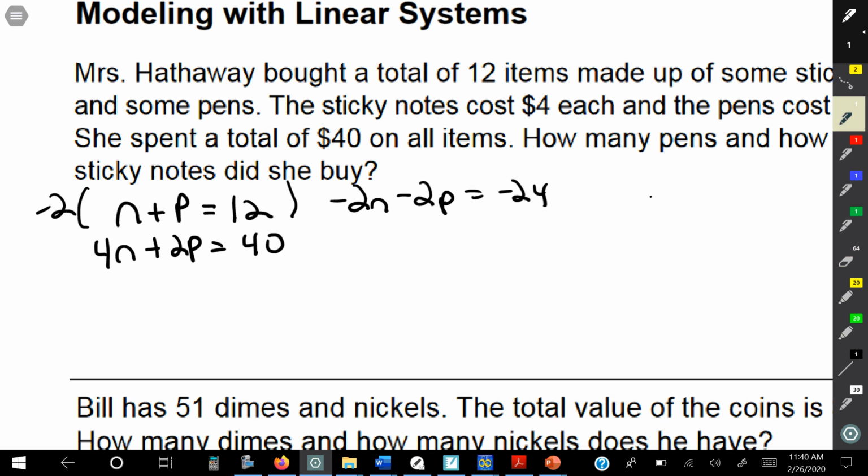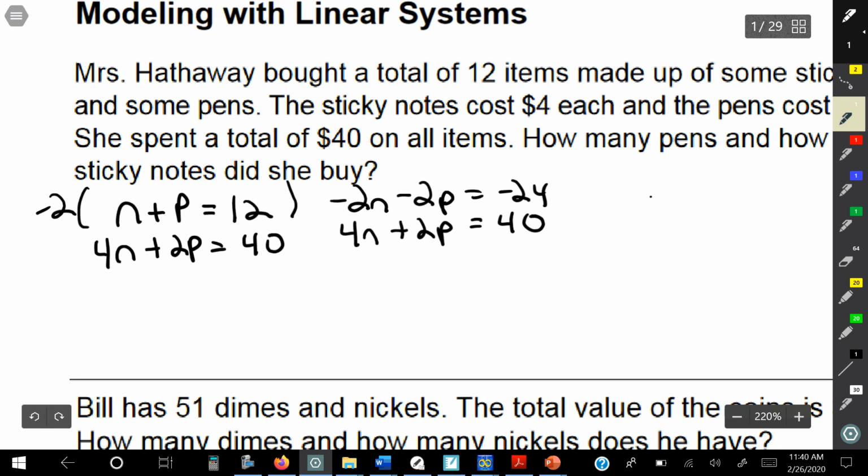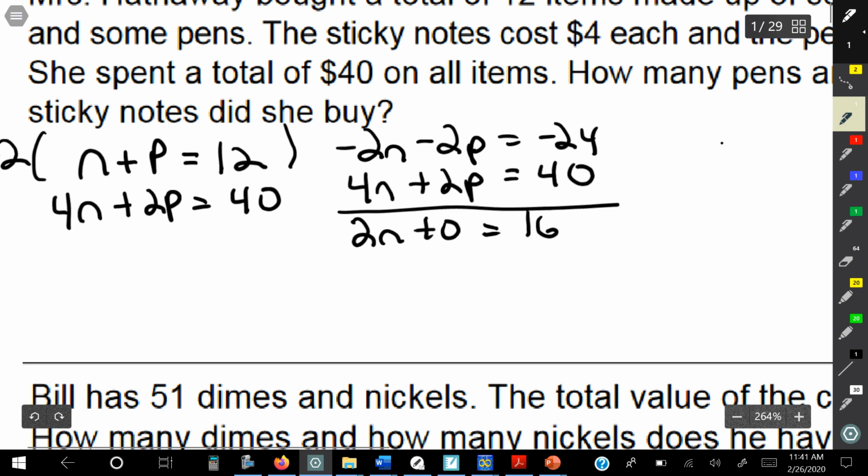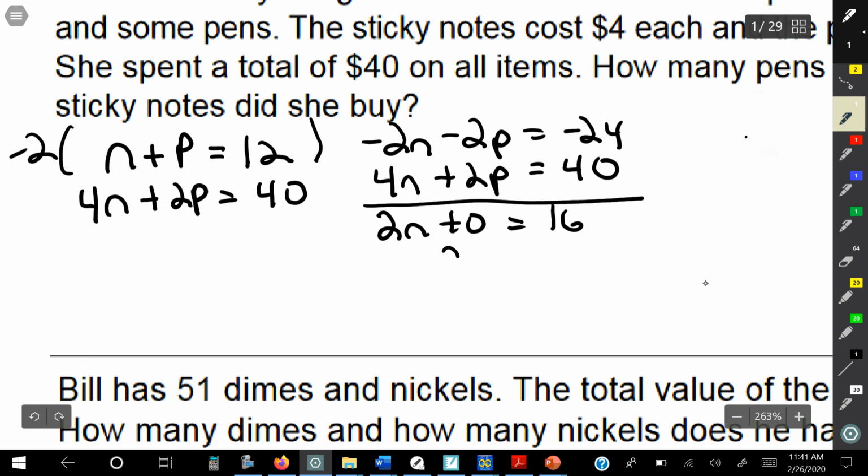And now I'm going to write the second equation again. All right, then I'm going to go ahead and add vertically here. That's going to give me 2n + 0 = 16. And now I have 2n = 16, divided by 2, and n = 8. So the number of sticky notes bought is 8.